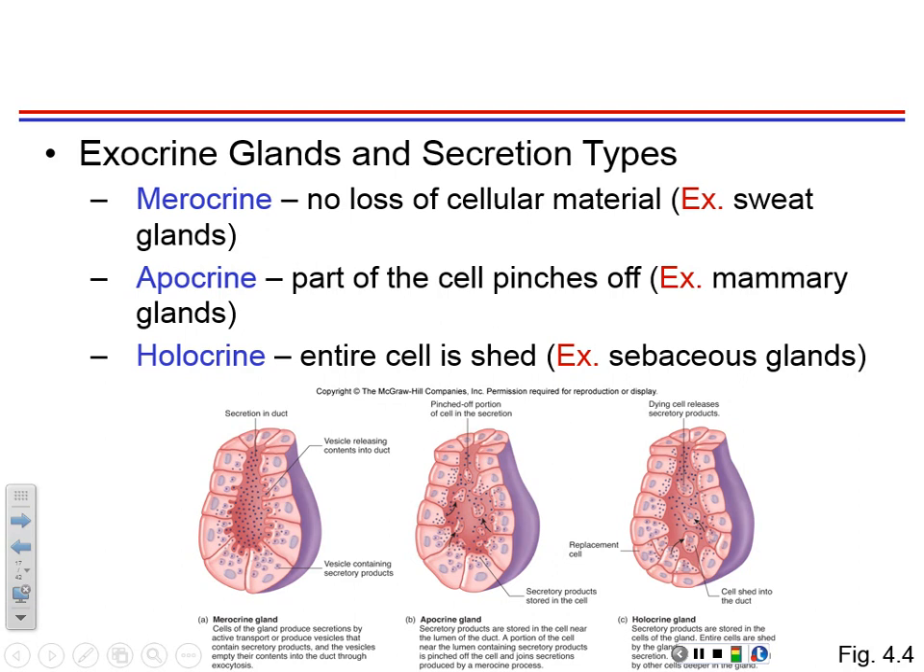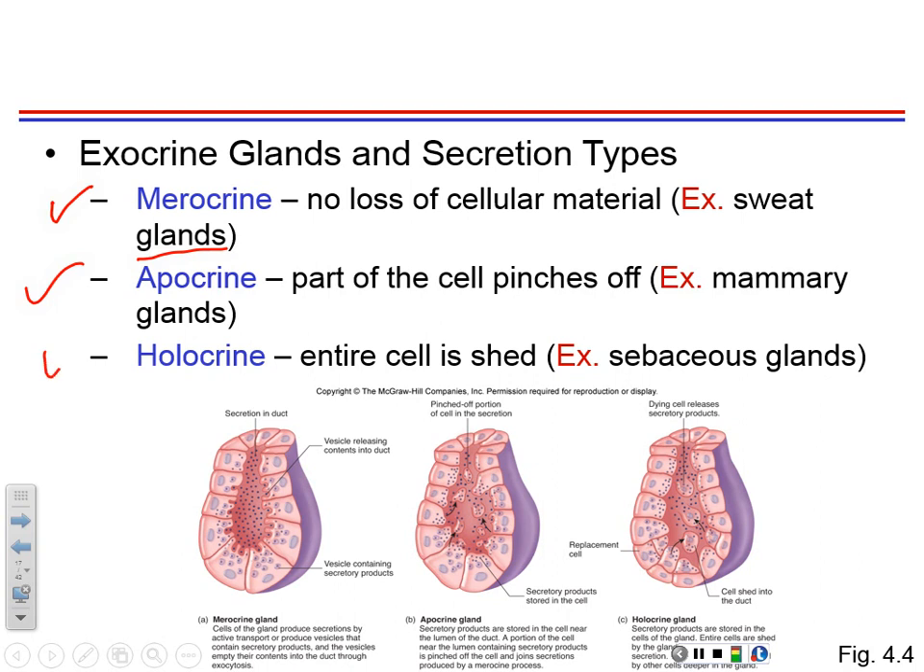And then of course this depends on how the product is secreted. Merocrine, there's no cellular component; it's just the fluid secretions, so no loss of cellular material. Sweat glands are merocrine glands, and we'll talk later on about two types of sweat glands. So this is fluid. Apocrine, a part of the cell pinches off with it, like the milk in the mammary gland. The milk has some pieces of cells, and proteins and whatnot.